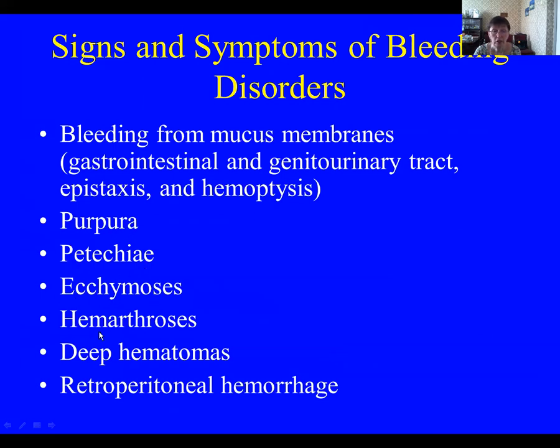It may be bleeding into the joint. It may be deep hematomas under the skin. And it may be even retroperitoneal hemorrhage.